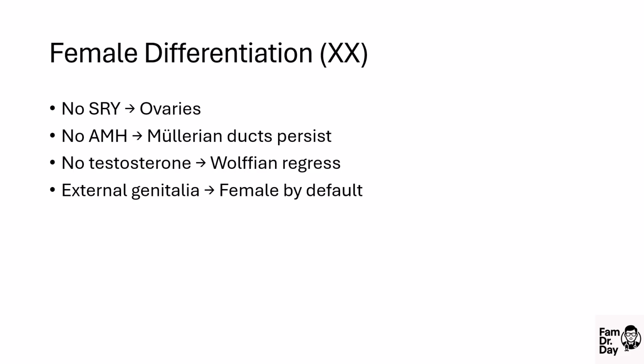And without Leydig cells, there is also no testosterone, so the Wolffian ducts regress. That's why female internal genitalia are present and male internal structures are absent. Finally, in the absence of DHT, external genitalia develop as female by default, forming the clitoris, labia, and lower vagina.